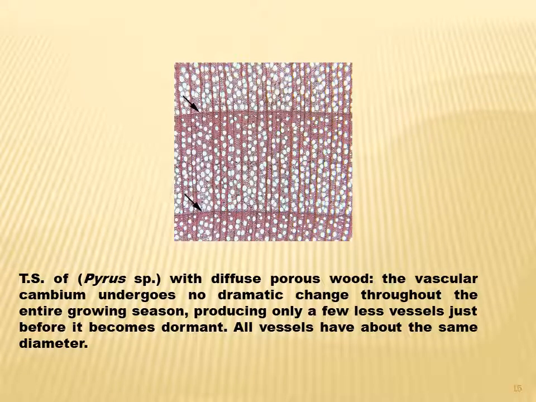In this diagram, you can see the transverse section of the Pyrus species with diffuse porous wood. The vascular cambium undergoes no dramatic change throughout the entire growing season, producing only a few less vessels just before it becomes dormant. All vessels have about the same diameter. So we can clearly see that in the diffuse porous wood, all vessels have the same diameter throughout the season.